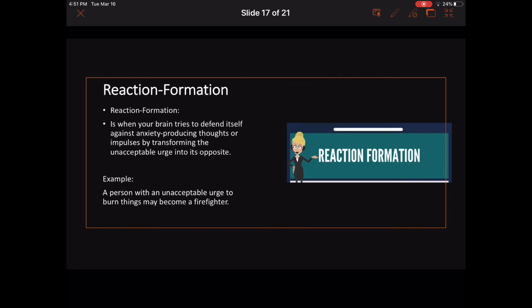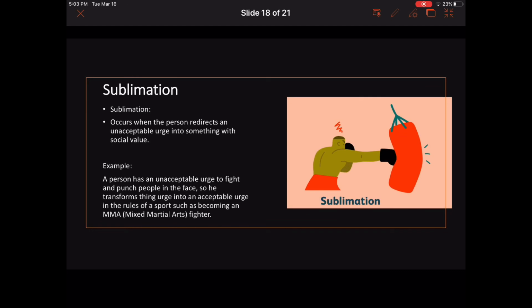Sublimation is the final defense mechanism I'll be talking about in this presentation. Sublimation occurs when a person redirects an unacceptable urge that they have into something of social value. An example could be a person with an unacceptable urge to fight and punch people in the face. This person transforms this urge into something that is acceptable and within the rules of a sport, such as becoming a mixed martial arts fighter.